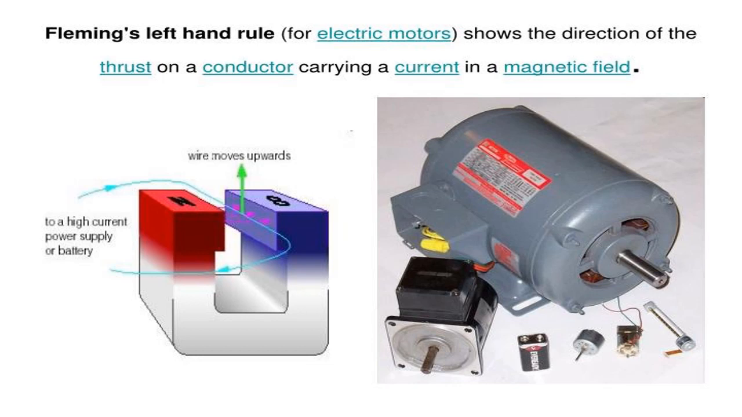Figure shows a wire placed under the influence of magnetic field. There you can see a permanent magnet. A wire is placed in the permanent magnet, carrying a current. The current direction is also indicated here. The wire is connected to a high current power supply or battery. By using Fleming's left hand rule, we can determine the force or thrust on this wire or conductor. The force acts in the upward direction, hence the wire moves in upward direction.